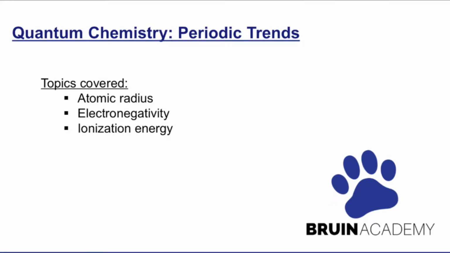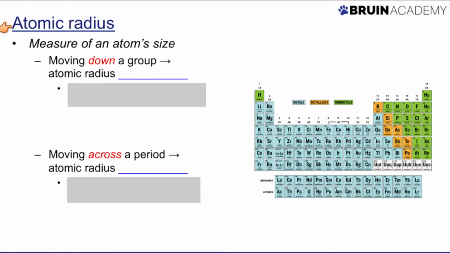So there are three periodic trends you need to know for your course. The first is atomic radius, the next is electronegativity, and ionization energy. You should know the definitions of all three of these terms, as well as how they vary moving across the periodic table of elements.